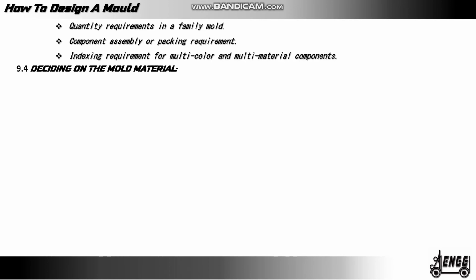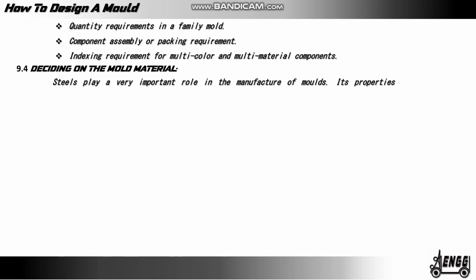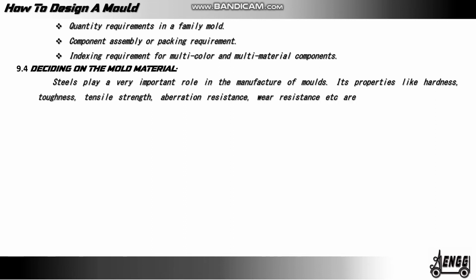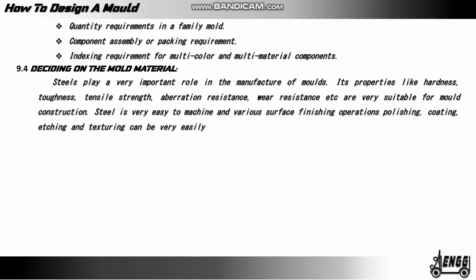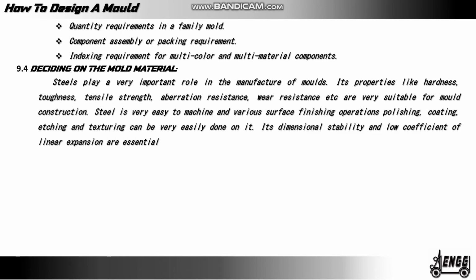Steels play a very important role in the manufacturing of molds. Its properties like hardness, toughness, tensile strength, abrasion resistance, wear resistance, etc. are very suitable for mold construction. Steel is very easy to machine and various surface finish operations, polishing, coating, etching and texturing can be very easily done on it. Its dimensional stability and low coefficient of linear expansion are essential factors in controlling the part dimension.